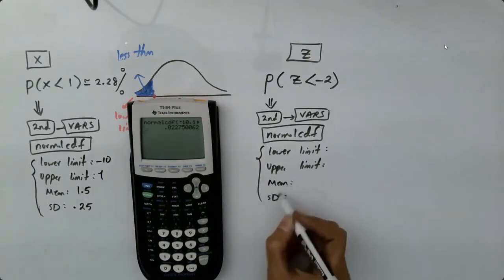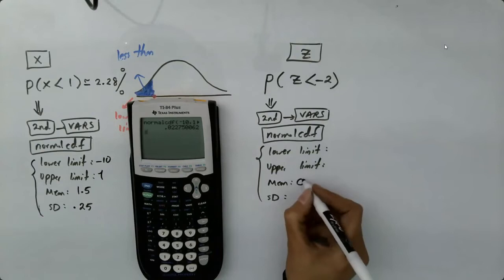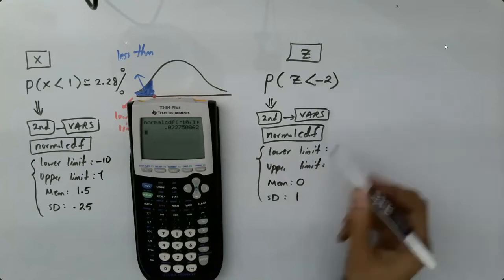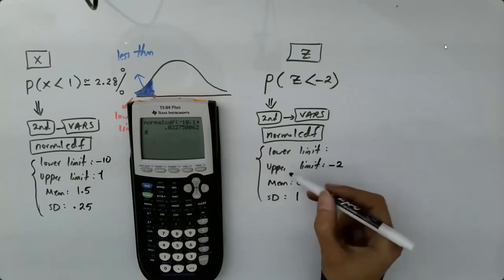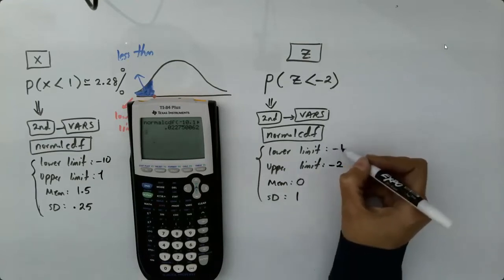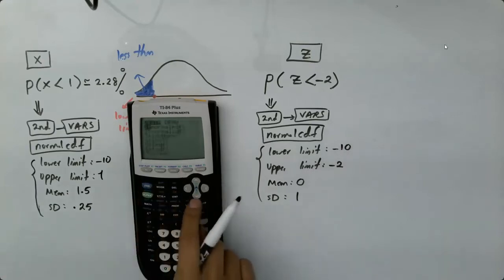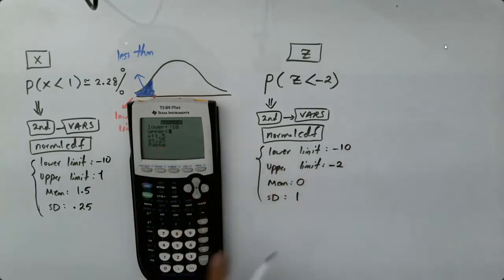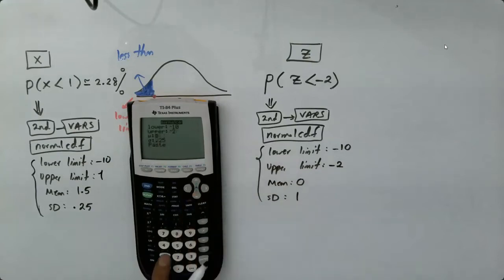We just showed that the mean and standard deviation for a standard normal distribution is 0 and 1. The upper limit is -2. For the lower limit, just use a very small number, smaller than -2, for example, -10, -100. So second vars, normal CDF, the lower limit, let's leave it as -10. The upper limit is -2. The mean is 0, standard deviation is 1, and let's do the calculation.